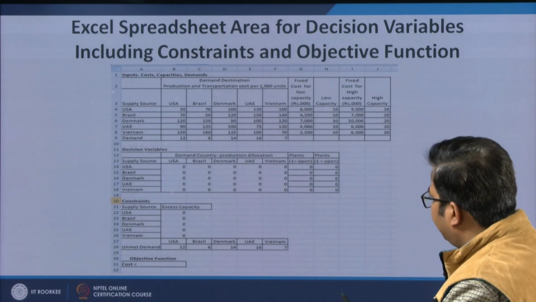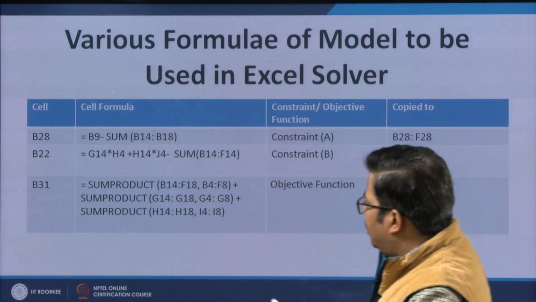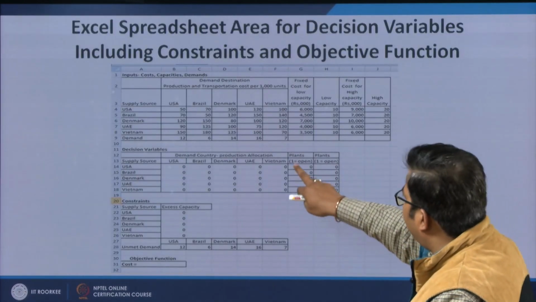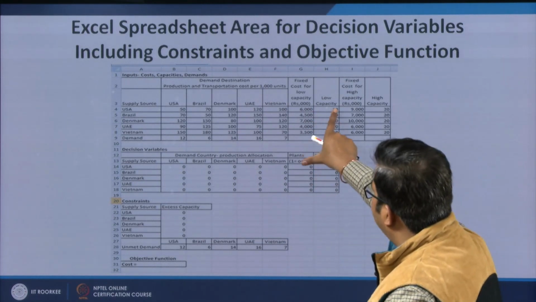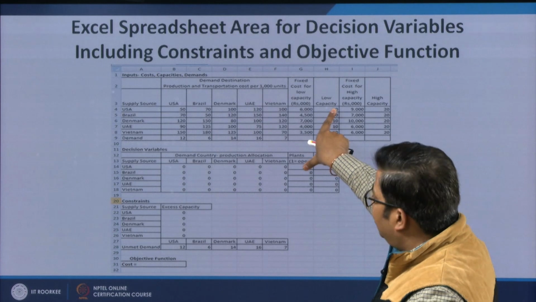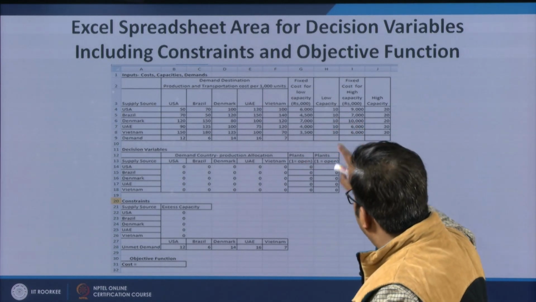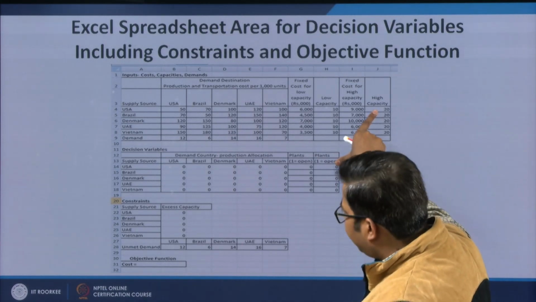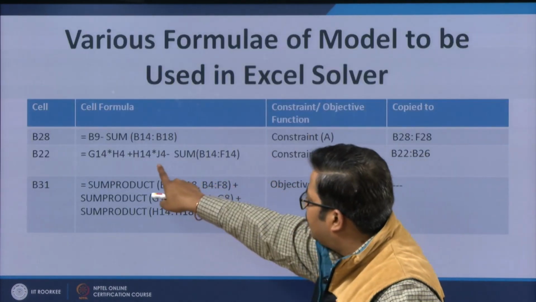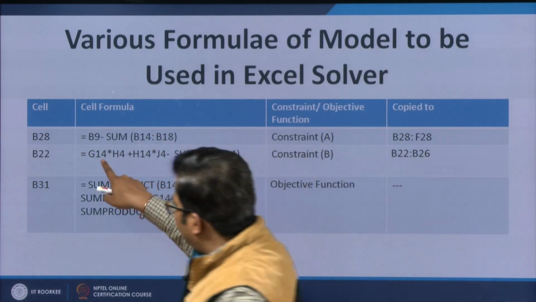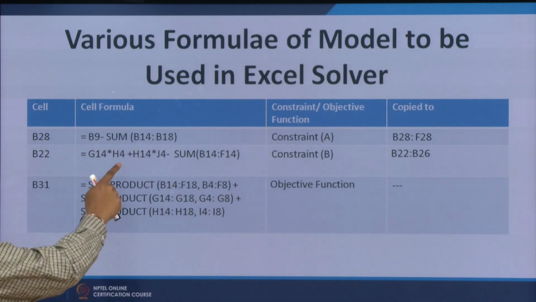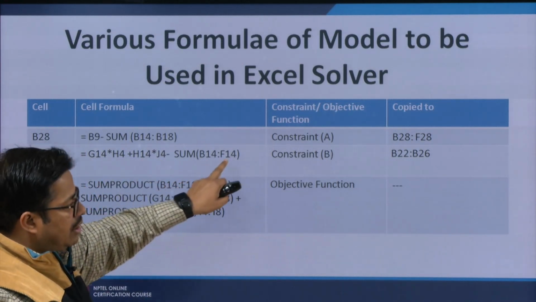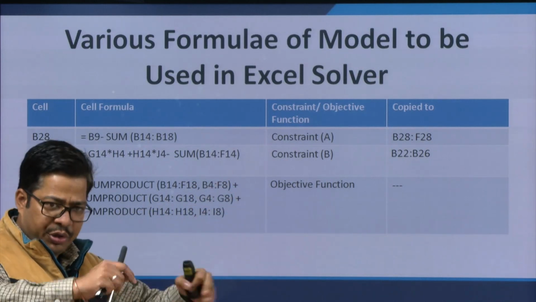So, what we have written here is G14 multiplied by H4. This makes that you have a low capacity plant, plus if you multiply the value of this cell with this J4, then it means the high capacity plant. So, either you will be having a low capacity plant or a high capacity plant. So, this is what you are producing, and this sum of B14 to F14, this is what you are supplying.